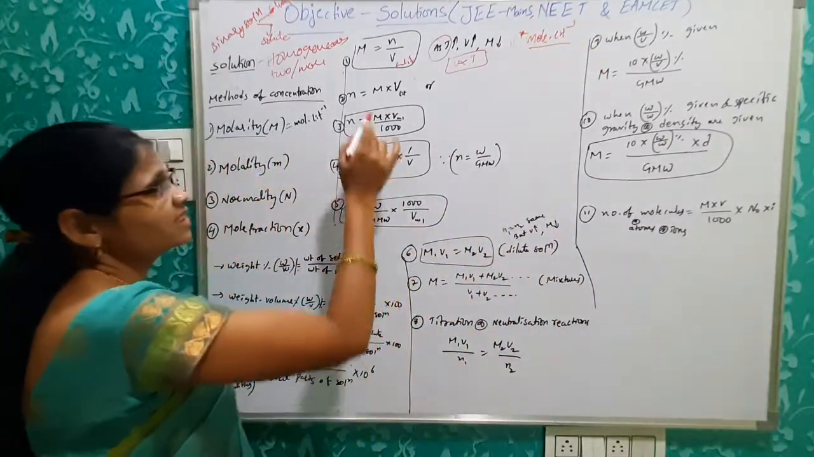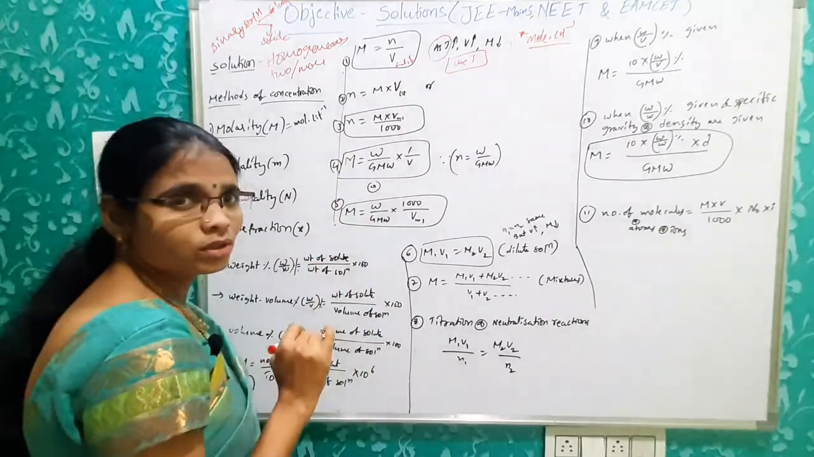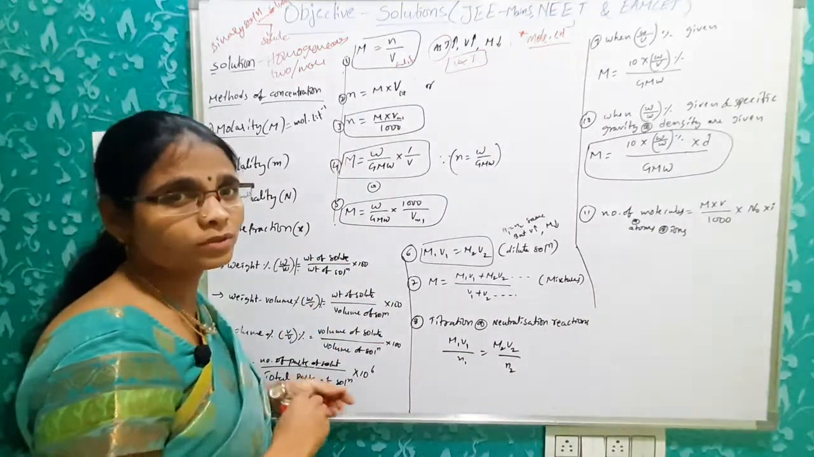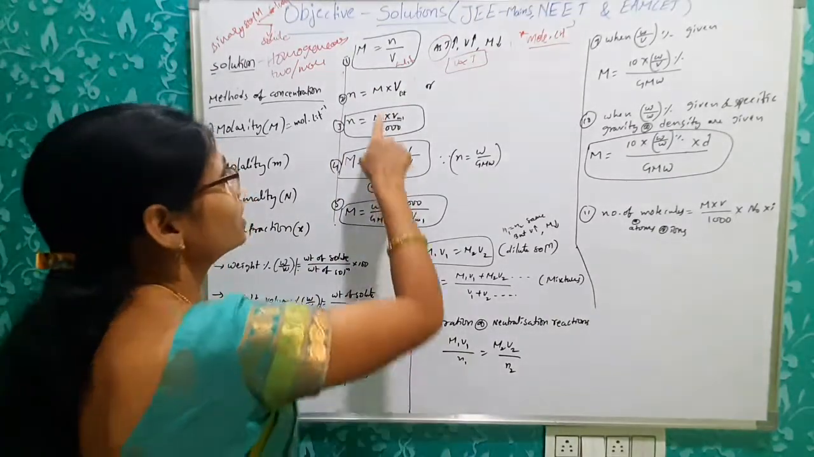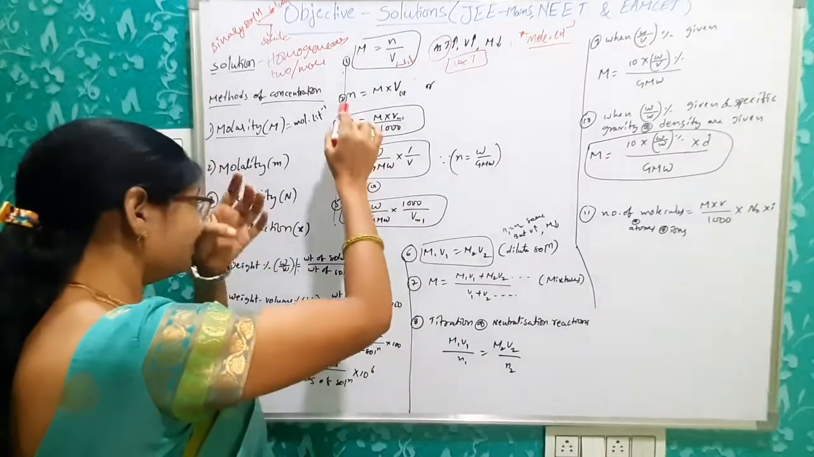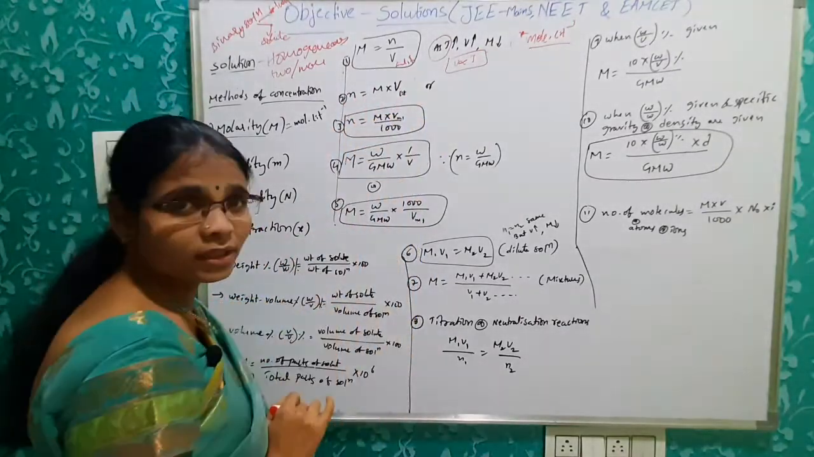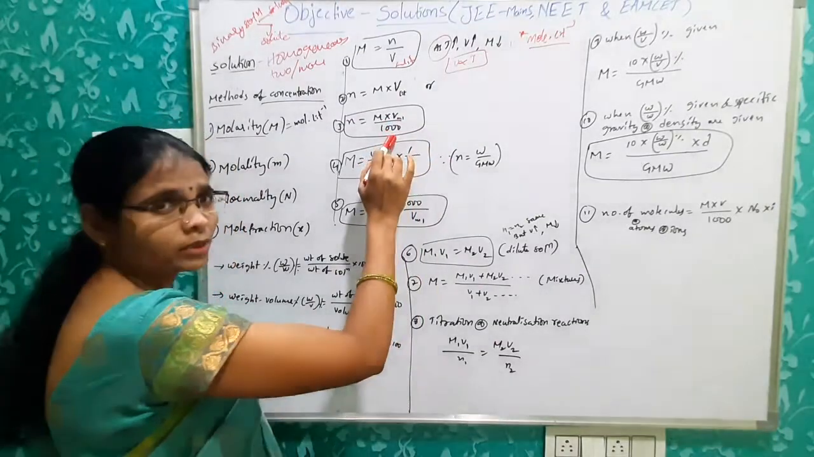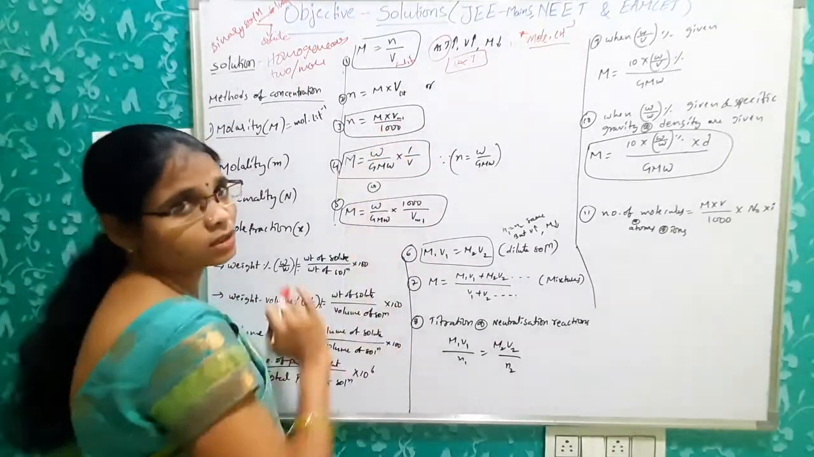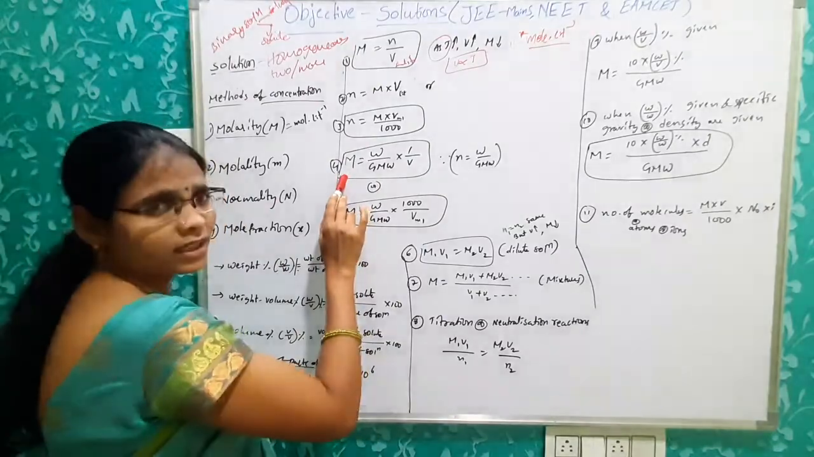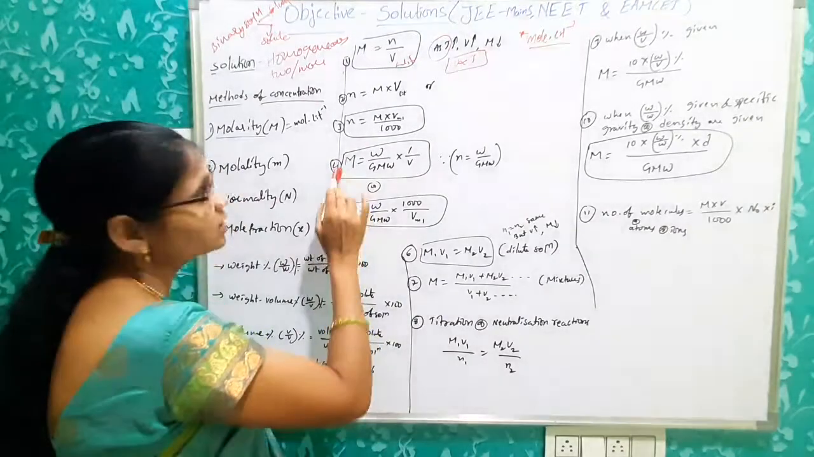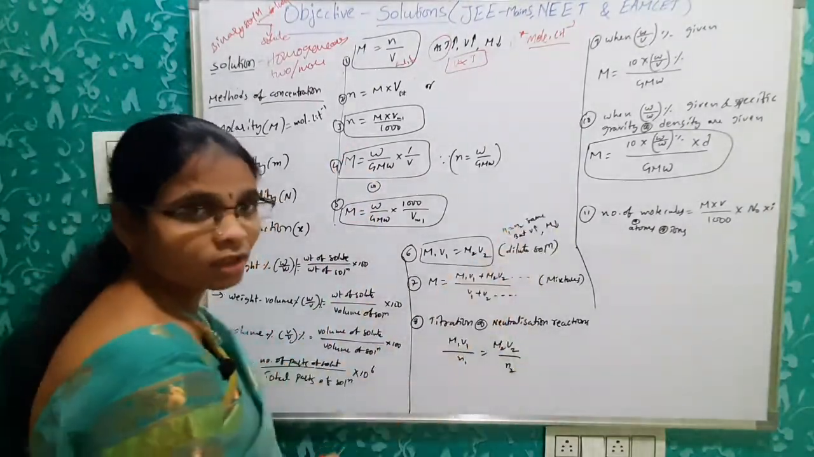Next, how to find out the number of moles of solute present in a solution by knowing the molarity? The number of moles is nothing but molarity into volume of solution in liters. If the volume of solution is in milliliters, we divide by 1000. This is one of the formulas. These formulas are very important for our objective bits.